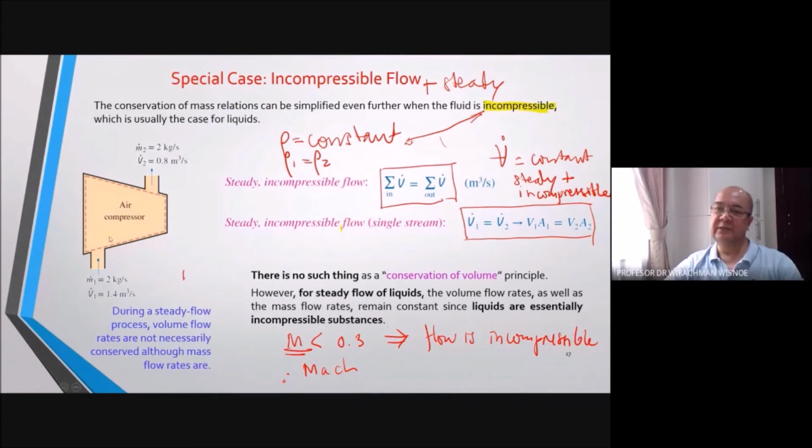For example, a compressor is used to compress air. Even from the name, we know that it is compressible. In this example, we see that m dot in is 2 kilogram per second and m dot out is 2 kilogram per second, for sure, if we have steady flow inside. But the volume flow rate V dot 1 is 1.4 meter cube per second, and the volume flow rate at the exit is not the same, 0.8.